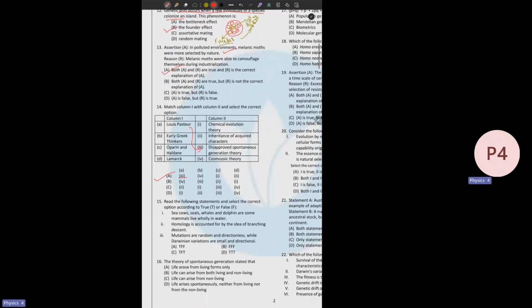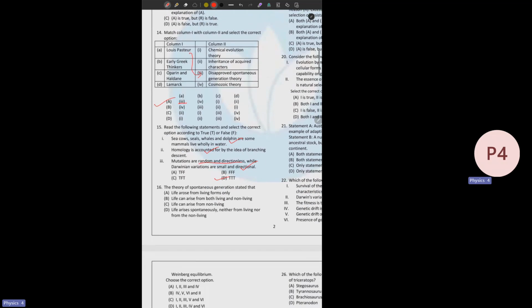Next, true or false? Sea cows, seals, whales, and dolphins are some mammals that live only in water. Yes, it's correct. Homology is accounted for by the idea of branching descent. It is also correct. Mutations are random and directionless. Yes. While Darwinian variations are small and directional, it is also correct. Hence, D is the answer.